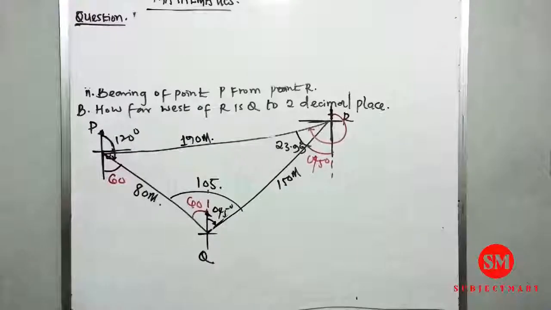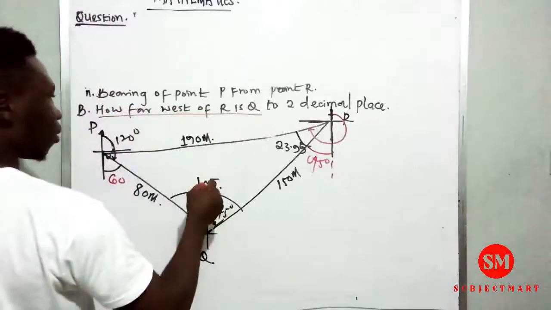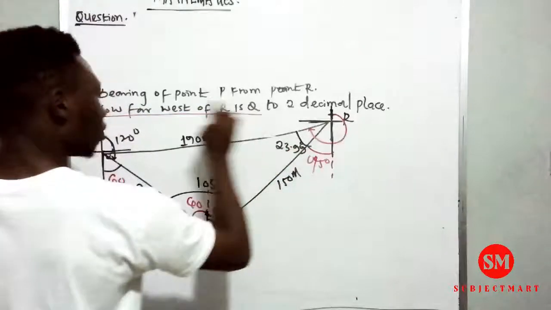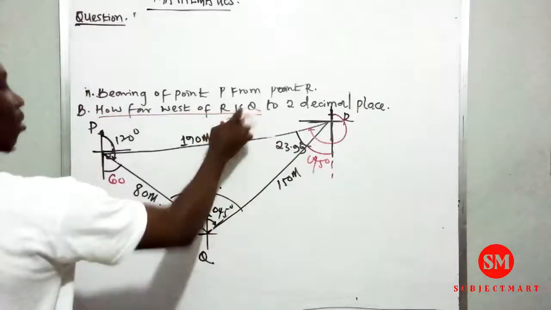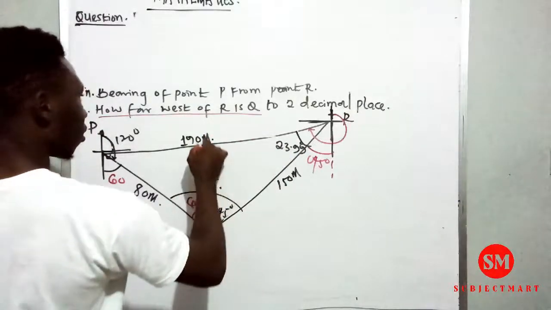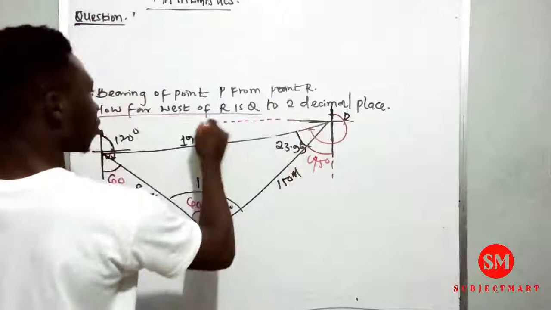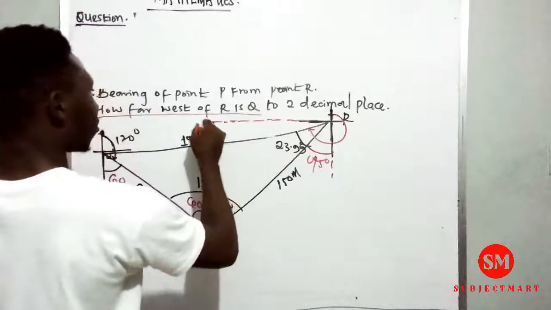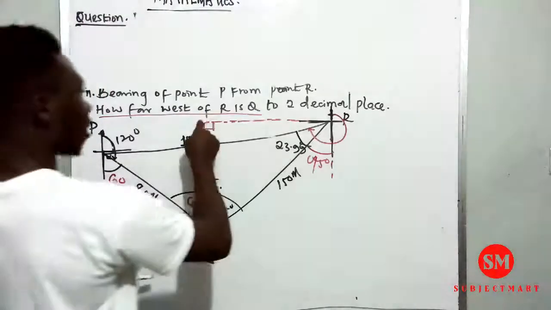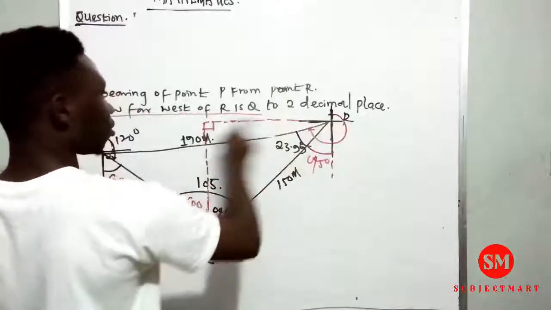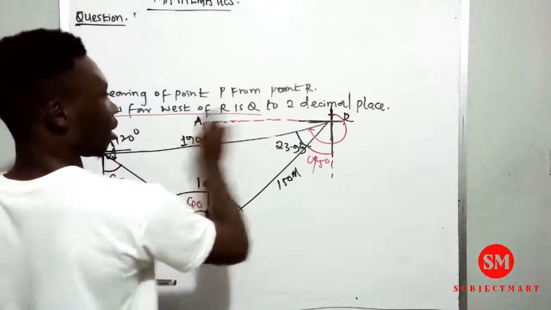Now, this question then went further and said, how far west of R is Q? Now, this is your R. This is your Q. How far west of R is Q? Let's trace it to this position. Now, tracing to this position, we now have a right angle here. This is a perpendicular height. So, having a right angle, we're asked to find this position. Let's call it A. Here is point A.